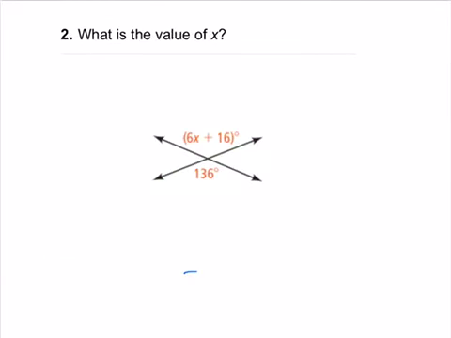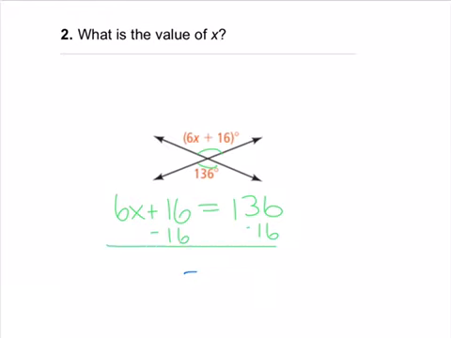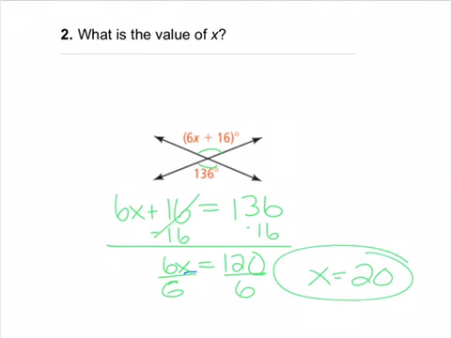Okay, so just like at the beginning, now we have to find the value of x. We have vertical angles, so we can set up an algebraic equation. 6x plus 16 equals 136. I'm going to solve this. Subtract 16 from each side. I get 6x equals 120. Divide each side by 6, and we get x is 20.